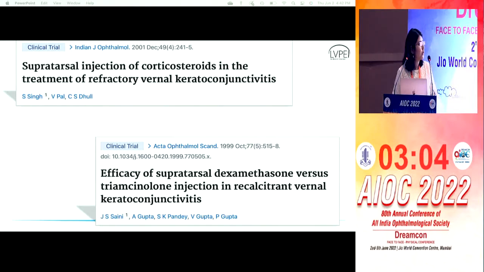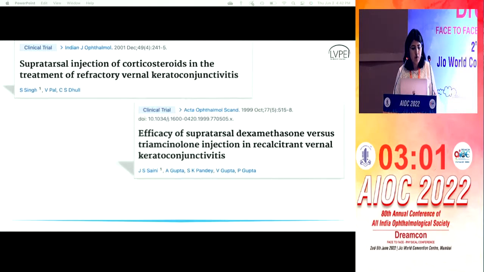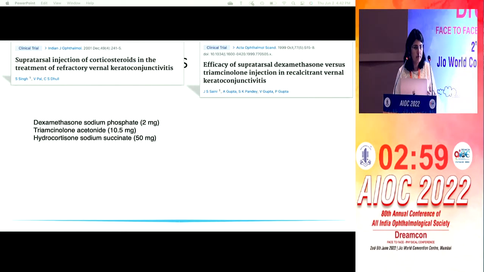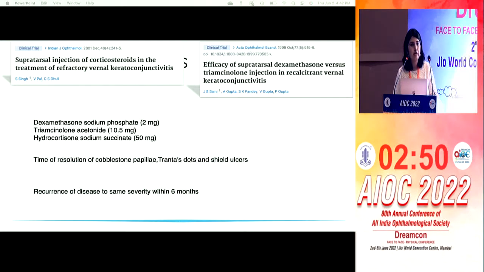So a little bit more about supratarsal steroids. Several studies have shown that all 3 drugs have a very similar onset of action, and within 3 weeks there is resolution of the shield ulcers that is seen. However, it is very important to note that when supratarsal steroids are given in isolation, there is a recurrence of the disease within 6 months, which goes back to its original severity. So the point to be taken here is that supratarsal steroids, even when they are given, in addition to that, topical and systemic immunosuppression should be given to the patient.